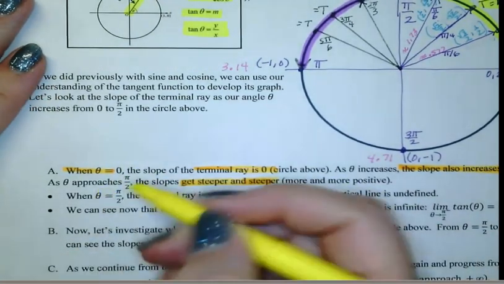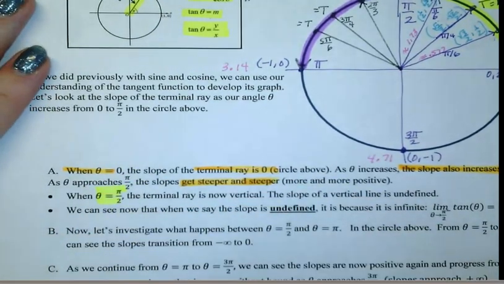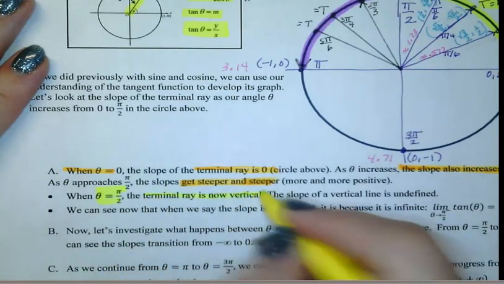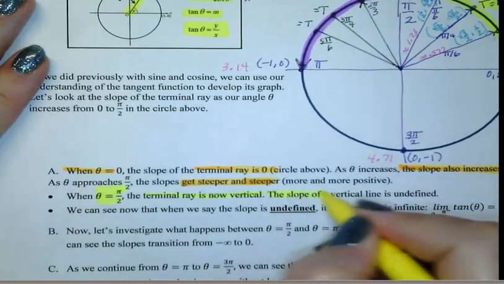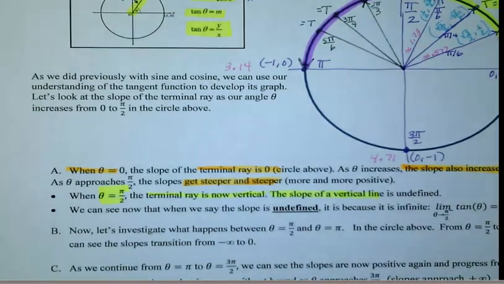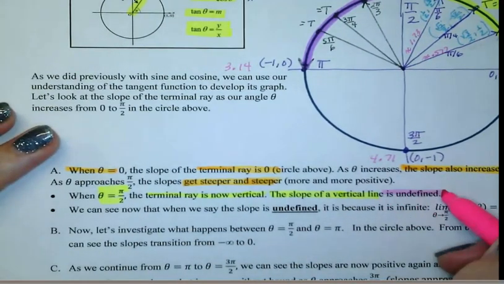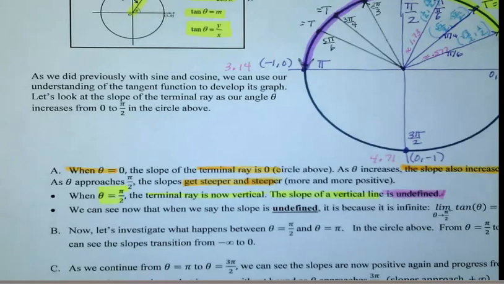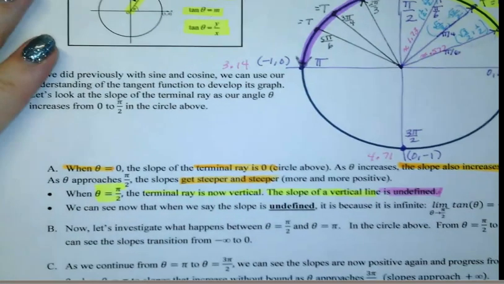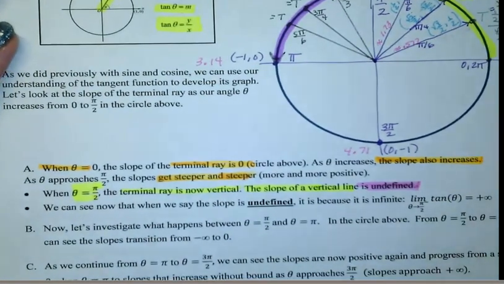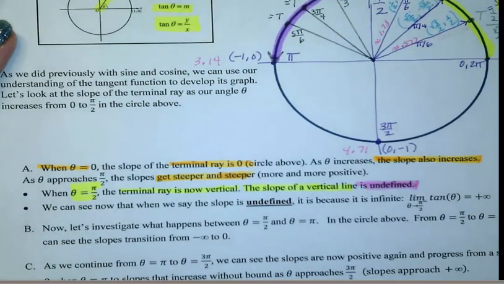So when theta reaches pi over 2, the terminal ray is now vertical, and the slope of a vertical line is undefined. Now let's make sure that one sticks out here. So I'm going to say undefined. All right, so we discovered that a moment ago. So we can now say that the slope is undefined because it's a vertical line.